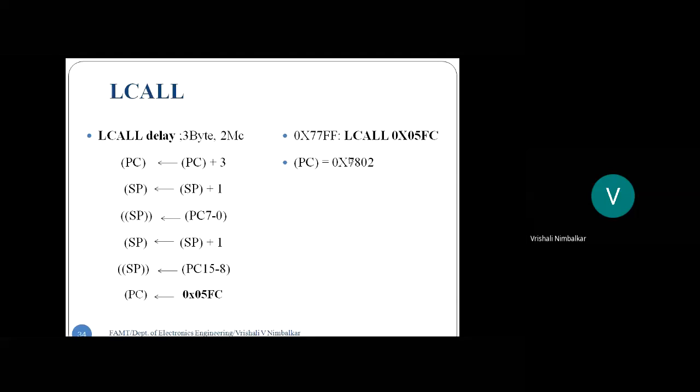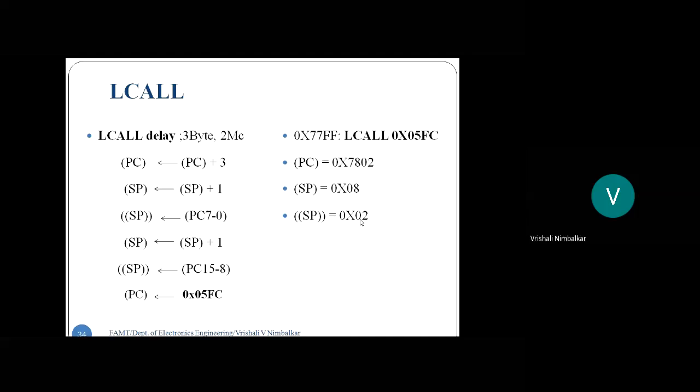Now for saving on the stack, the stack pointer first increments. By default, the stack is pointing to location 7. So the stack pointer is incremented and becomes 8. That's a new address, and at this new address the lower return address is saved. So what is going to get saved on the stack? 02. What is the return address? 7802. Out of that 16-bit number, the lower byte, 02, gets saved on the stack.